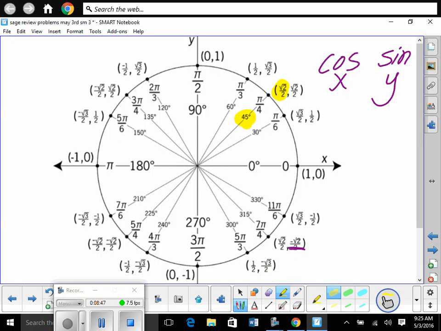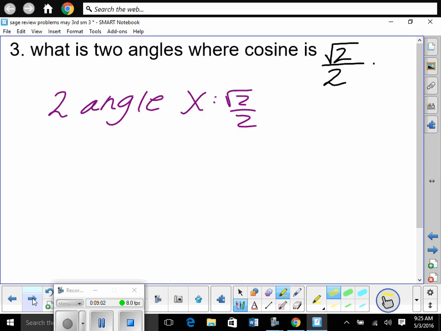Now, don't miss it. It said what 2 angles, because that makes sense. Isn't there another positive x, square root of 2 over 2? And that was at 315 degrees, right? So our answer would be 45 degrees or 315 degrees. So 45 degrees and 315 degrees.